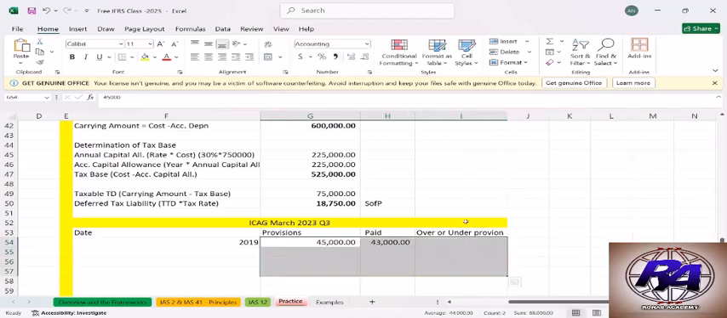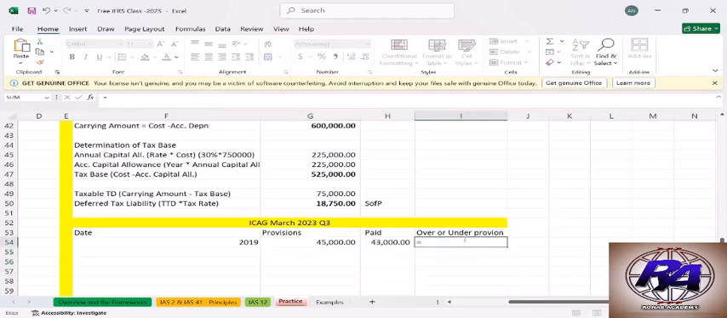Okay, so here the difference is what we paid, right, is always what we paid. So what we paid minus what we made provision for. So here there is over provision, okay, and remember over provision we must deduct from the current tax. That's why it is negative, right?